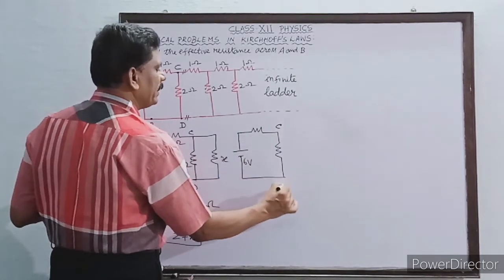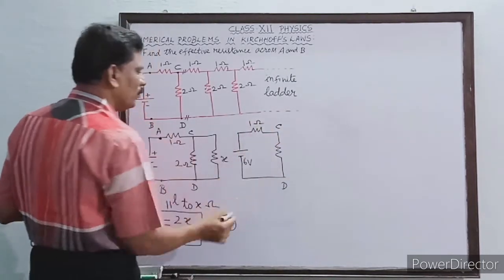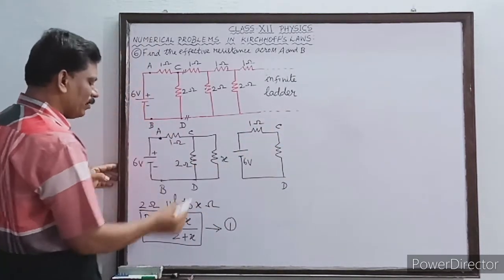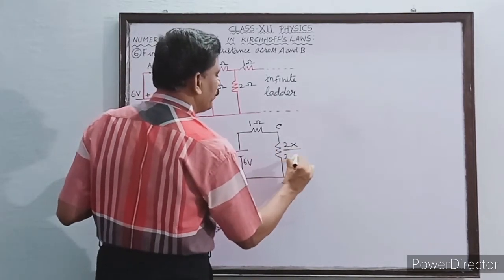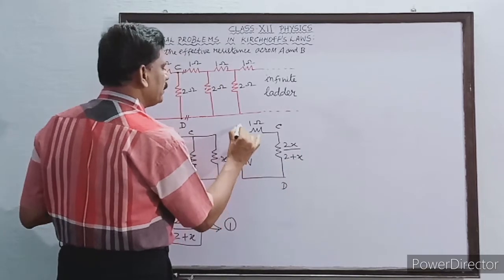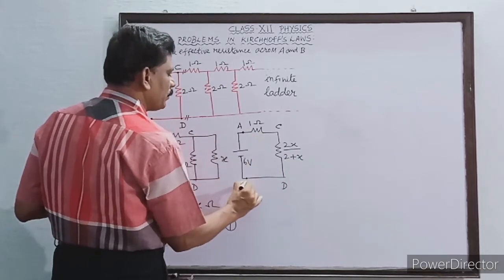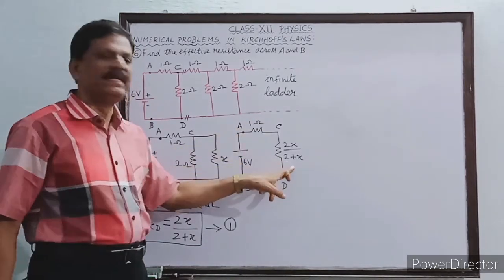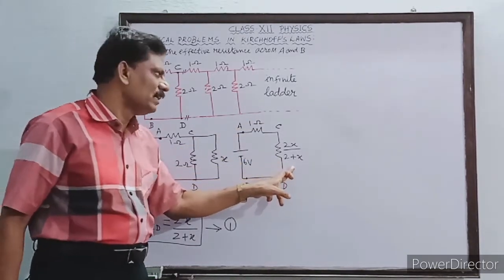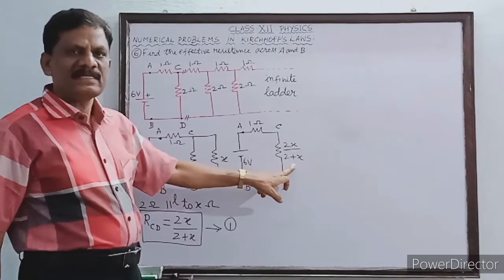So between C and D, this is 1 ohm, and this resistance is a parallel combination, 2X by 2 plus X. So this is 2X divided by 2 plus X, and this point is A and this point is B. So this 1 ohm is in series with 2X by 2 plus X.